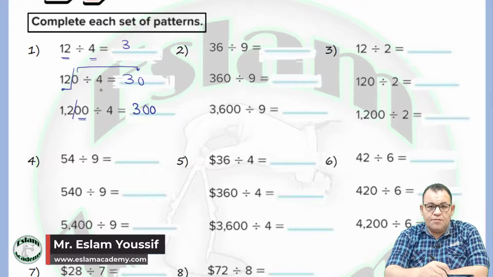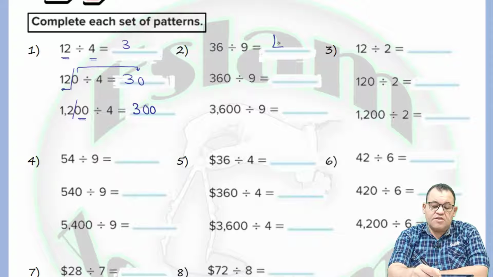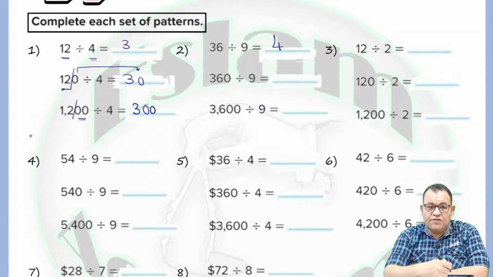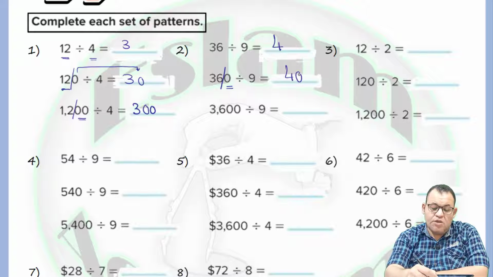36 divided by 9. What is the number? If I multiply it by 9, the answer will be equal to 36. You will find that this number is 4. Now we have 360 divided by 9. We know that 36 divided by 9 equals 4. Because we still have a 0, I will put the 0 in the answer. So the answer now will be equal to 40.